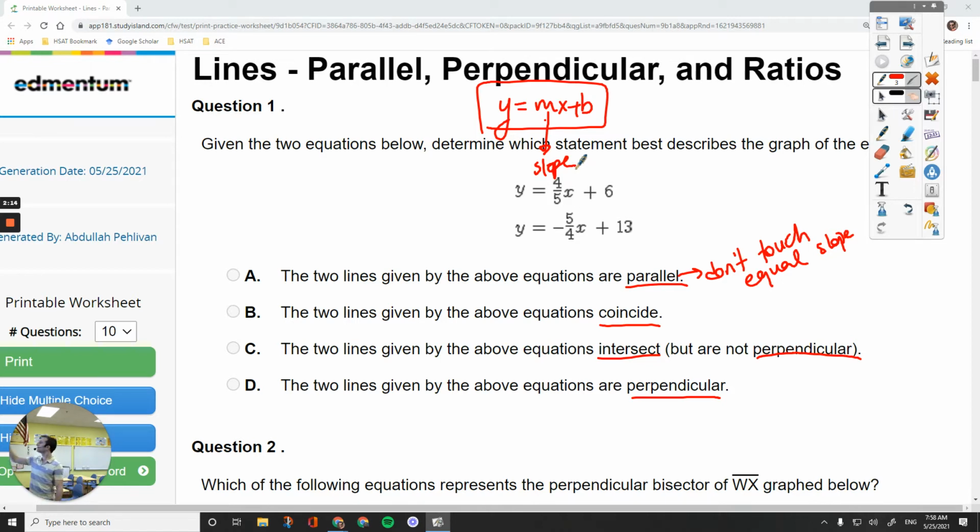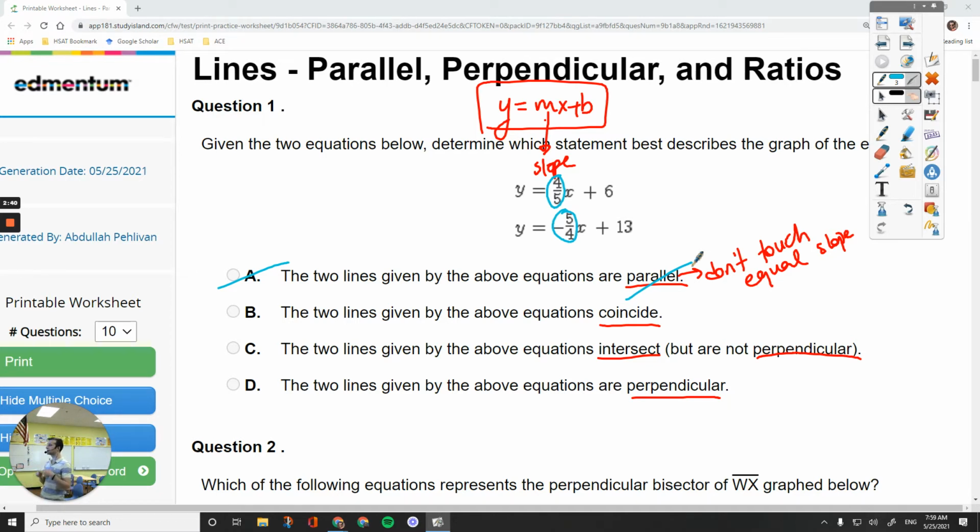This one here is 4 over 5. That one here is negative 5 over 4. They're not equal, not the same number with the same sign. So A is not my answer because they are not parallel. If they were parallel, they would have had the same slopes. They would have had the same numbers in front of the x in both of the equations.